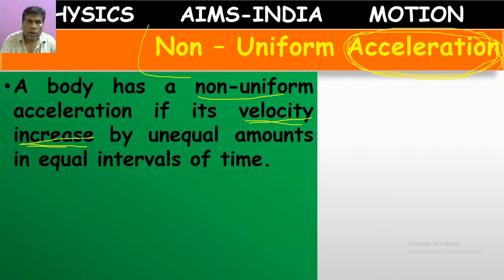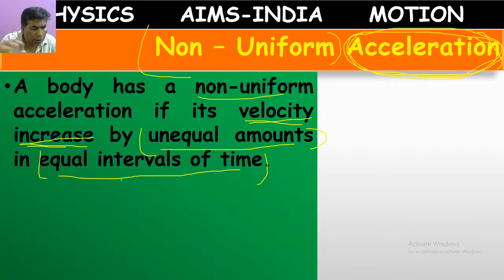But how? Non-uniform is also given. Non-uniform means unequal amounts in equal intervals of time. Here time is equal, but the increase of velocity is not equal. This is an example of non-uniform motion, non-uniform acceleration.